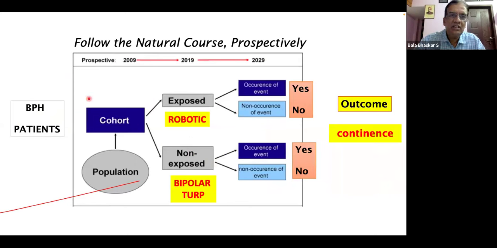Okay. For example, just to make you understand, you can have a set of patients who have benign prostatic hypertrophy. One set of patients may be subjected to robotic procedures, another set may be subjected to bipolar TURP. Then you can check the outcomes for continence, improved continence. Or you can have just one of the interventions, meaning not intervention, we call it exposure. They could be just subjected to a robotic procedure, and another set of patients may just be given a catheter, and conservative management may be carried out. Okay, so just to give an idea, this is one actual thing that can happen.